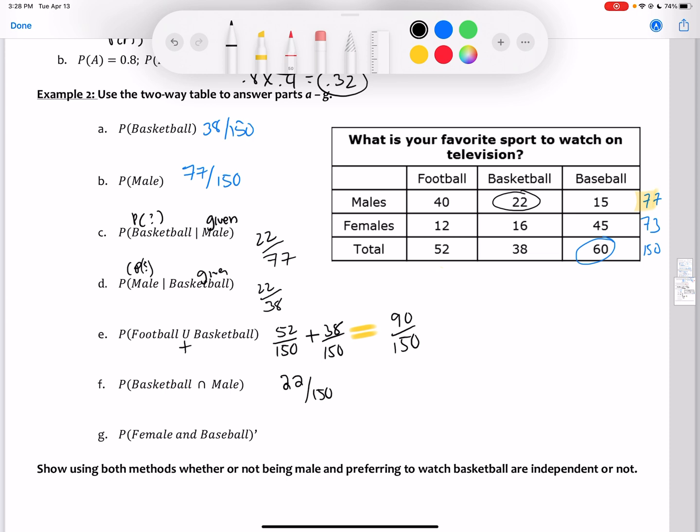And then female and baseball is going to be 45 out of 150.